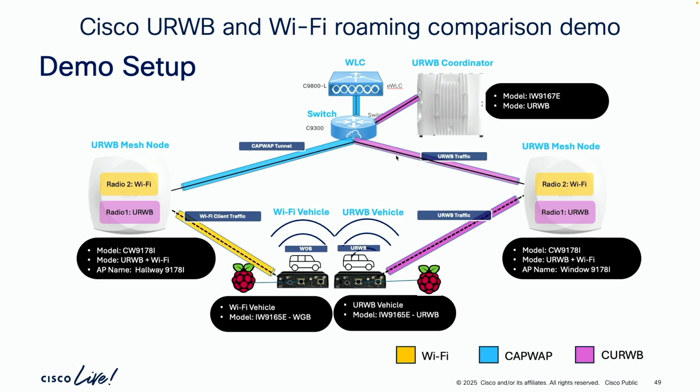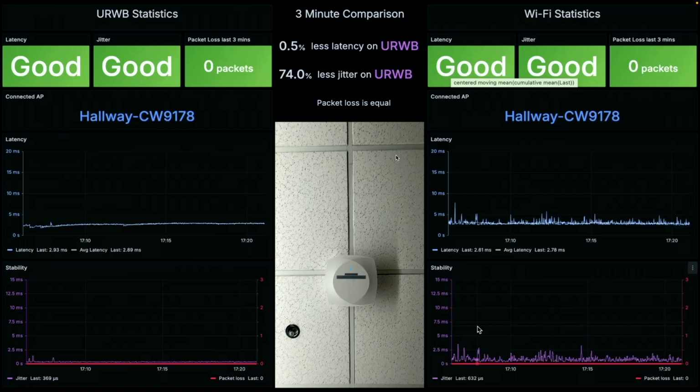This is the demo environment. I won't go through it in detail, but we have basically a vehicle with two 9165s on it. One of them is connected via Wi-Fi and one of them is connected via UWB. Those 9165s have Raspberry Pis behind them that are generating traffic. We did some stuff in Python, made a UDP traffic flow scenario so that we could very accurately show packet loss, latency, et cetera. They're connecting to 9178s on the ceiling and back to a WLC and a 9167 as the traffic concentrator for the URWB. Pretty standard lab setup, but let's get to the video.